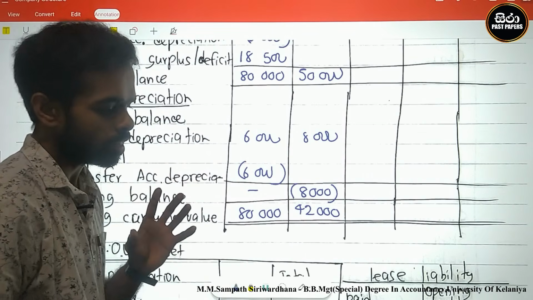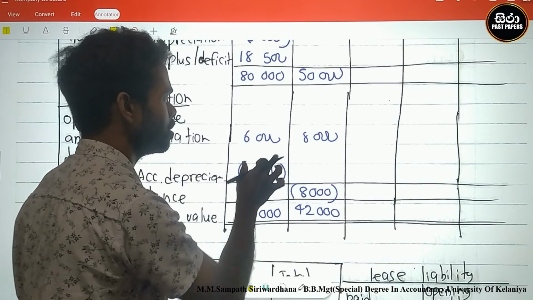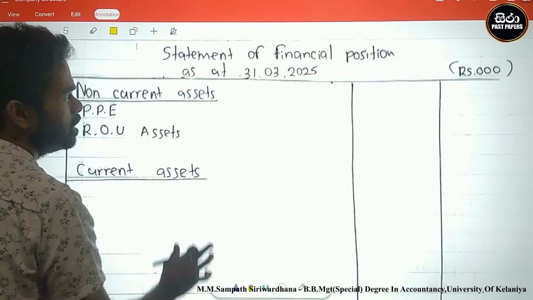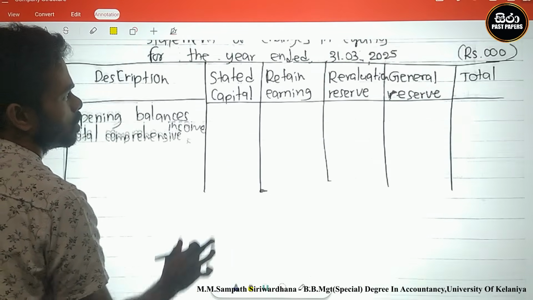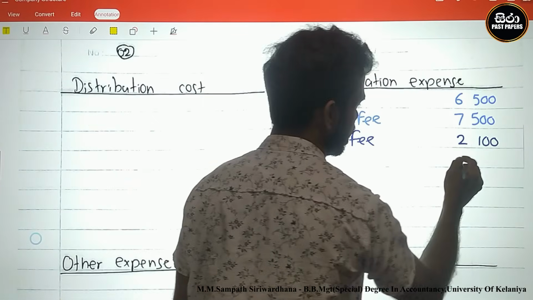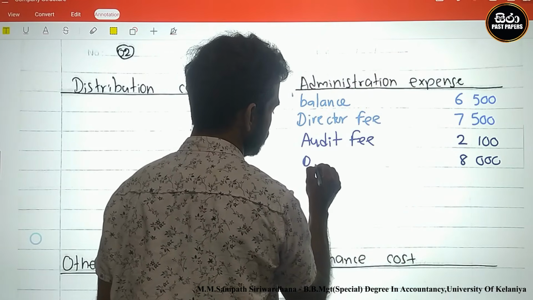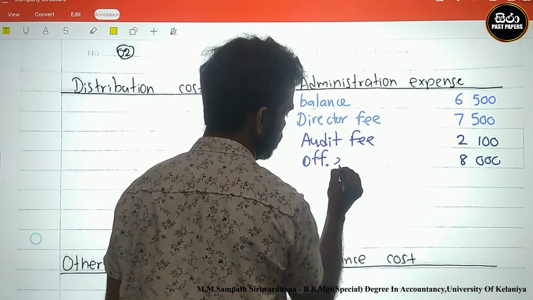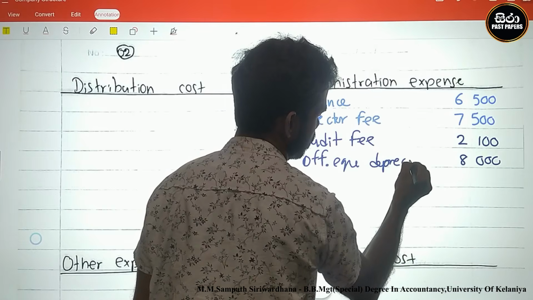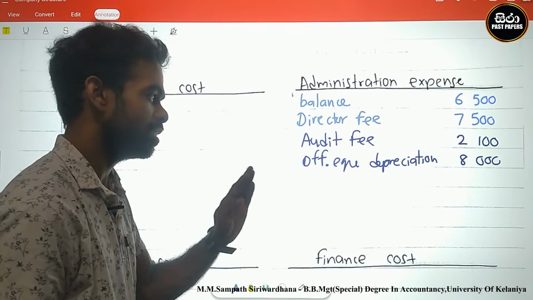After that, we must identify the annual depreciation as an expense in administration expense. 8,000 is the annual depreciation for office equipment. Where is this related to? Administration expense. Therefore, I go to the administration expense, and 8,000 should be added to office equipment depreciation. Office equipment depreciation is 8,000.